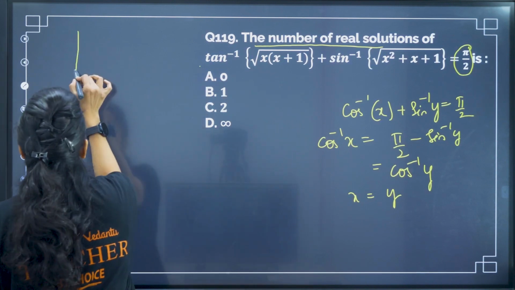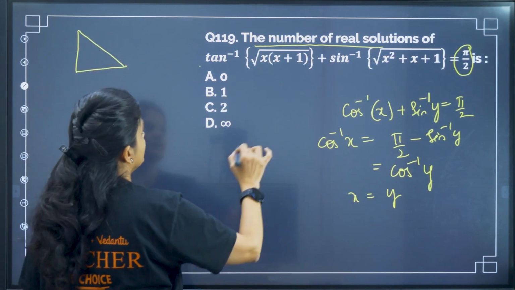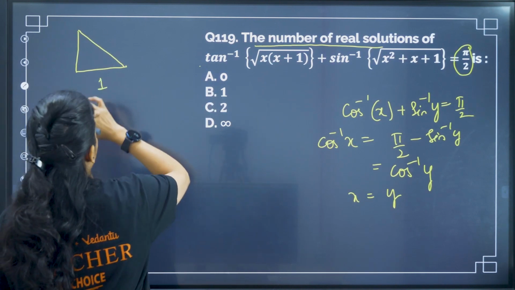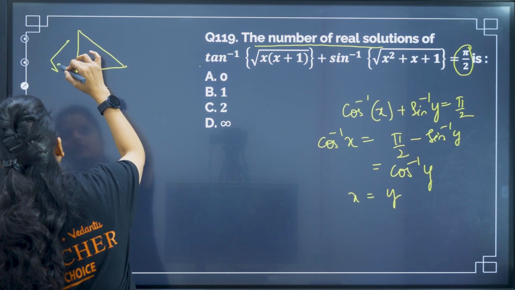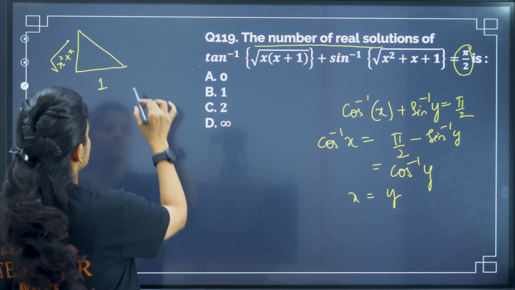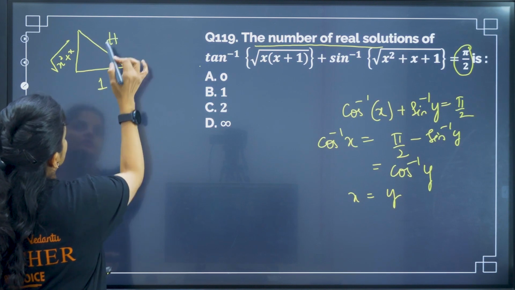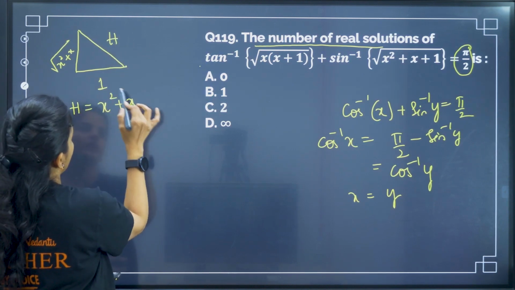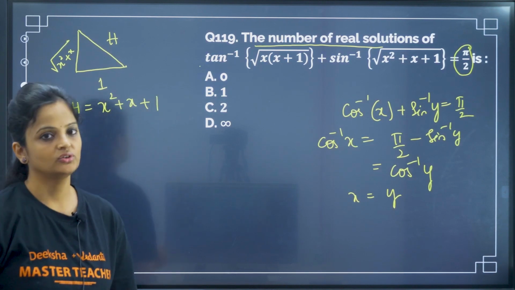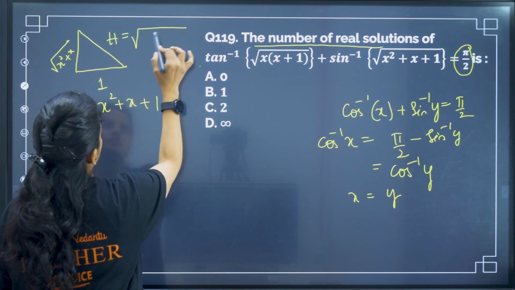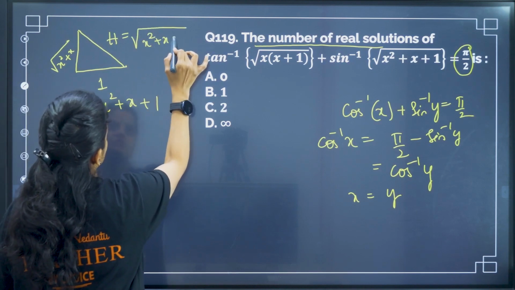For doing that, I need a triangle. This is opposite by adjacent. So adjacent is 1. Opposite is under root x square plus x. Okay, let's find the hypotenuse first. So hypotenuse square will be the square of this and the square of this. So here I can write under root x square plus x plus 1.